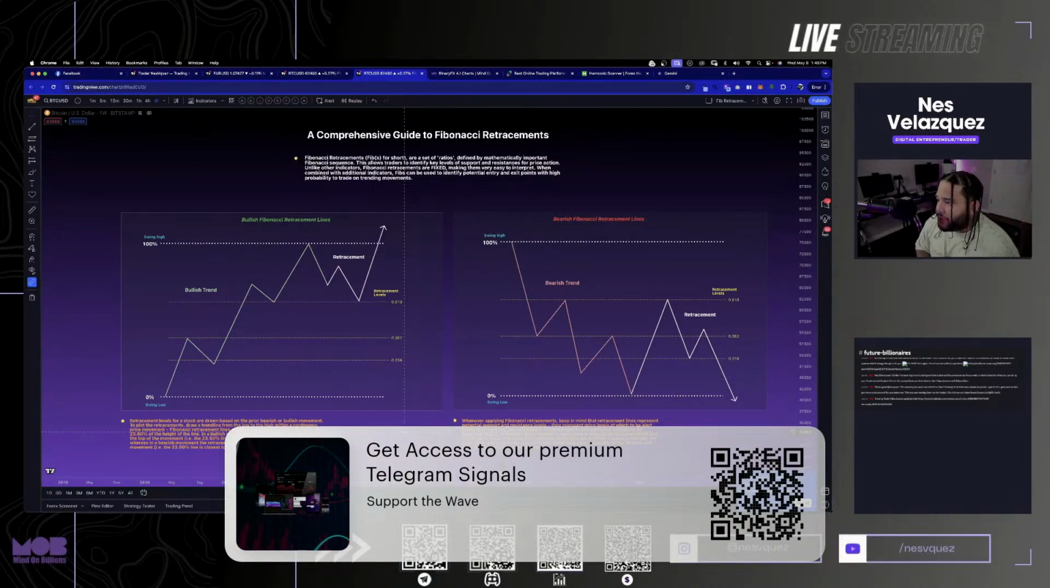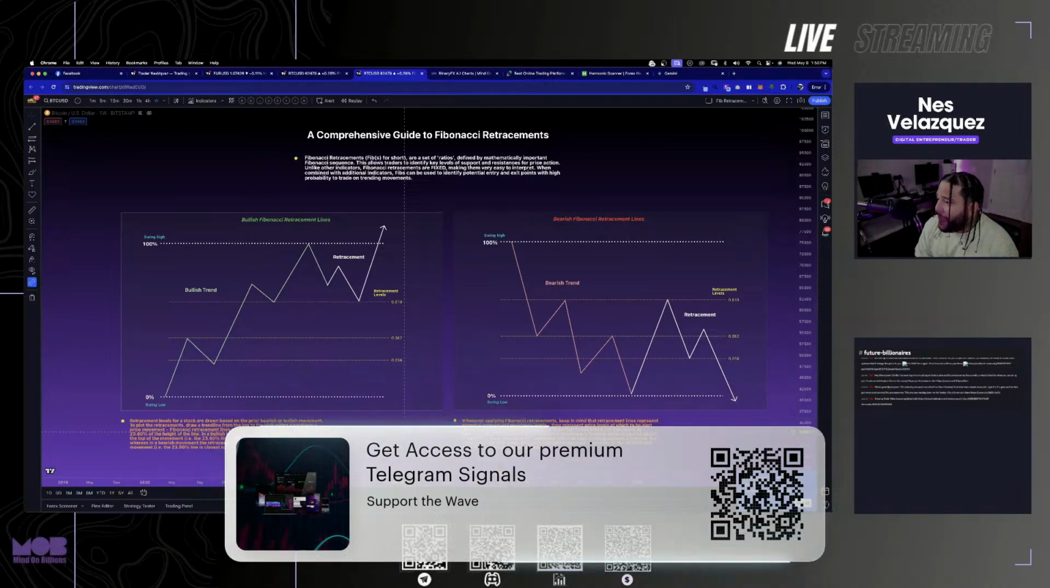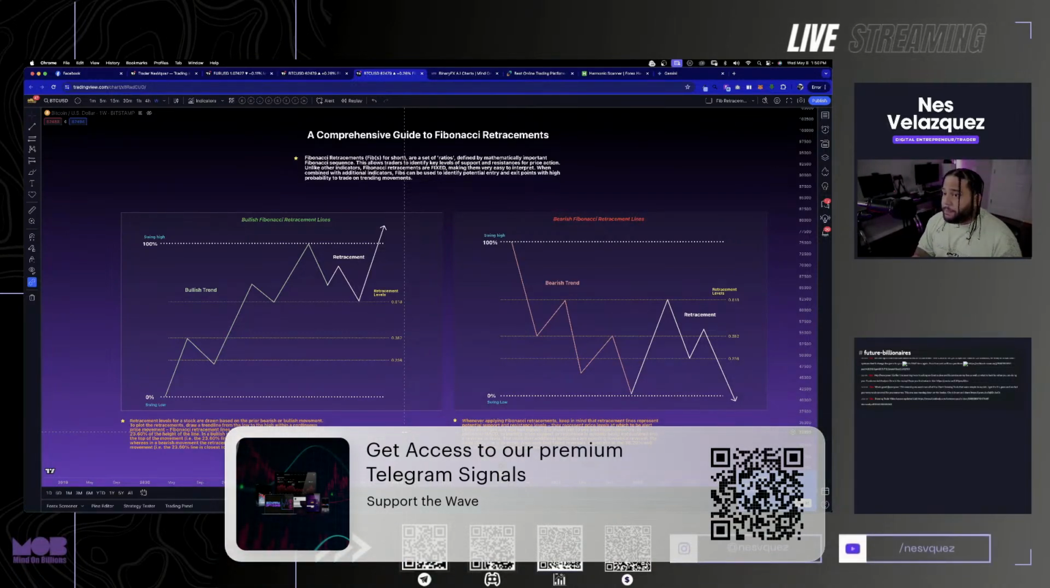Whenever applying Fibonacci retracements, keep in mind that retracement lines represent potential support and resistance levels. They represent price levels at which to be alert rather than hard buy and sell signals. So just be aware that these levels are potential interest points for traders. Do not take it as a hardcore, guaranteed level.